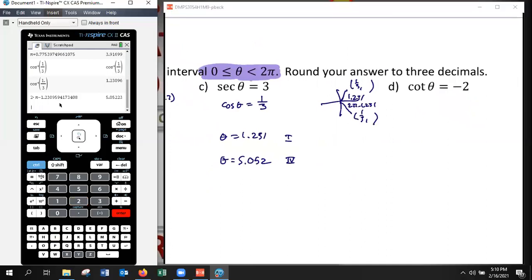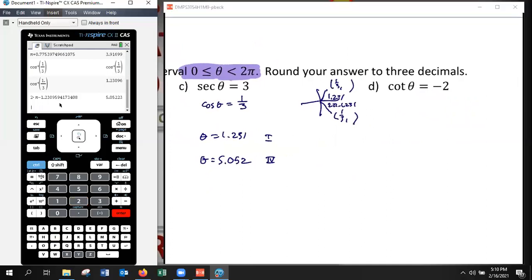Where does cotangent of theta equal -2? Last problem that we're going to do. So this is where tangent of theta is -1/2. Now, where does tangent of theta equal -1/2, or cotangent equals -2? It's where my slope is -1/2.